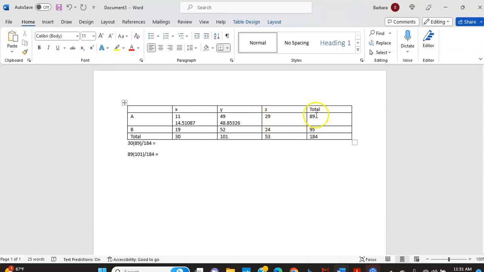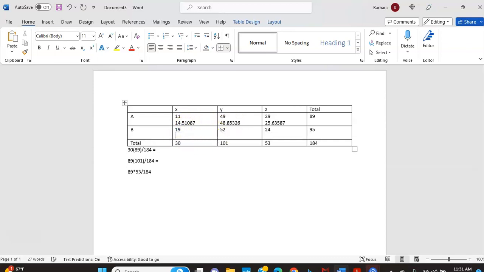All right. Now, Z, exactly the same thing. If I look to its row, it's 89, and if I look to its column, it's 53. 89 times 53 divided by 184, and that ends up being 25.63587. All right, so now I go to row B and do exactly the same thing.